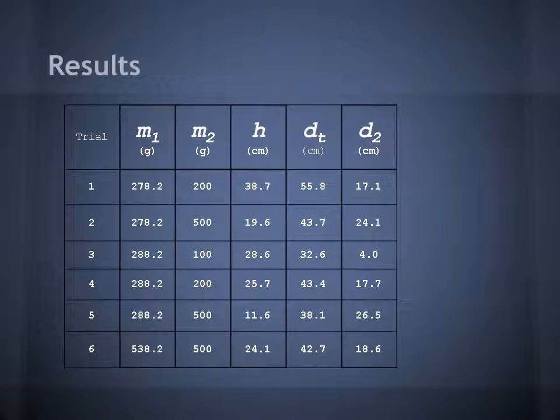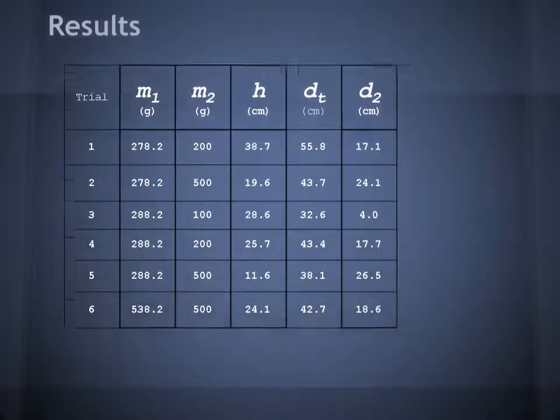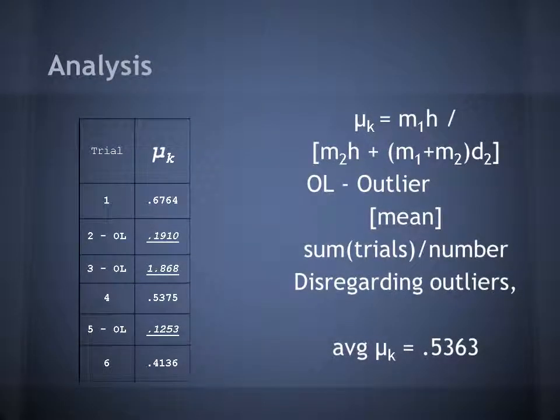So we performed 6 different trials with varying values of m sub 1 and m sub 2. The results of our experiment should be pretty self-explanatory. The masses are measured in grams and the distances in centimeters. Okay, so using the values of the variables we developed in the previous slide, we are able to calculate the value of mu sub k for our various trials.